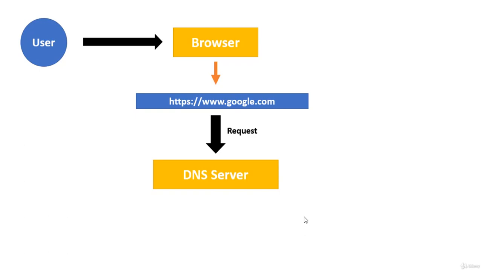Now what is a DNS server? DNS server is domain name server. So www.google.com is our domain name. Now www.google.com is not the actual address of Google. The actual address of Google is some IP address behind this domain name.